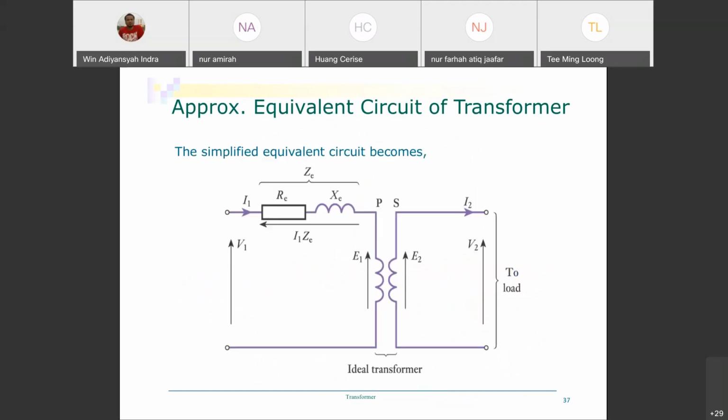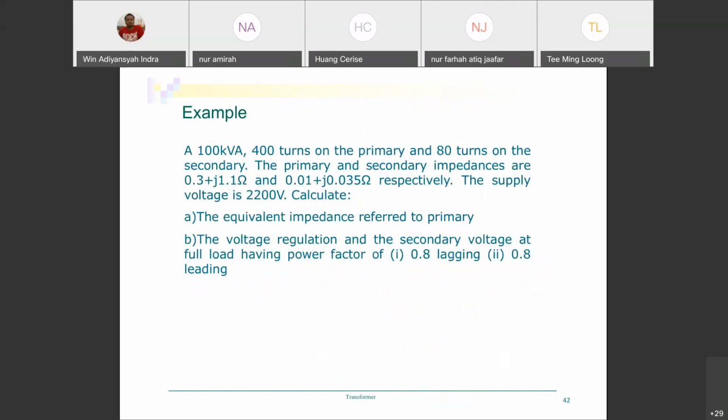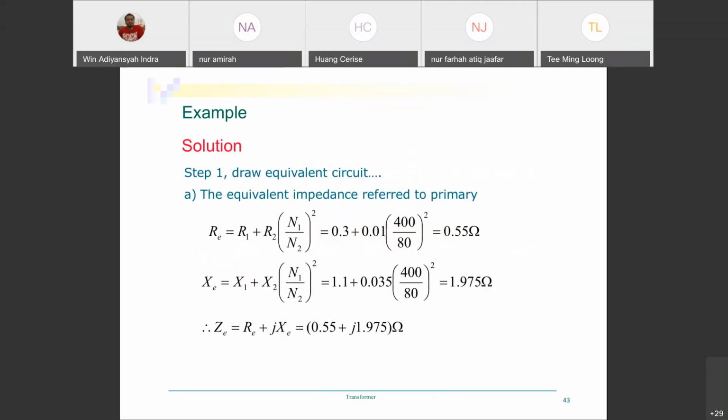So what's the question just now? Okay, this one. See, they didn't give you the voltage of primary and secondary. Instead, they give you the N of primary and secondary, right? And the impedance. So if you see the solution there you are.